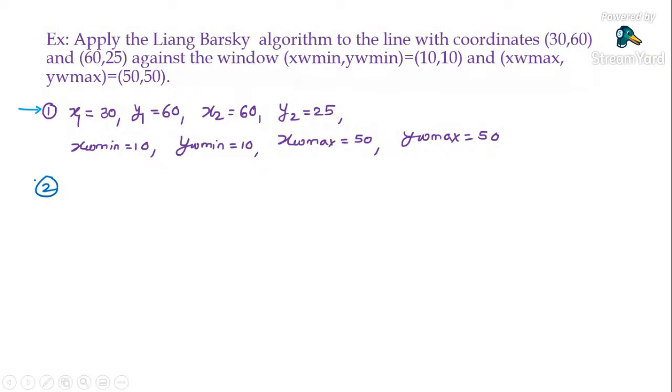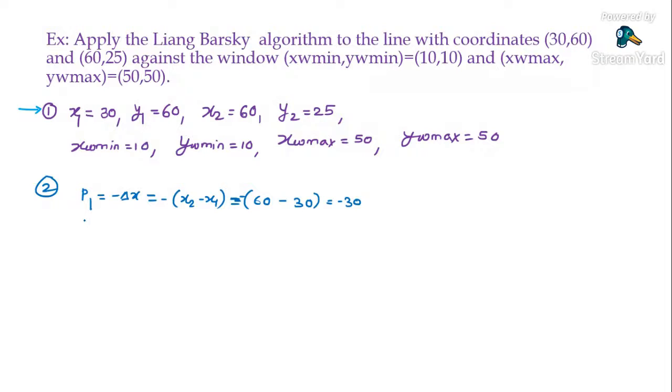Second step is calculation of p values, means p1, p2, p3, p4, q1, q2, q3, q4. Now calculate the values. Now what is p1? Minus delta x. So it is minus of x2 minus x1. So the answer is minus of x2 is 60 minus x1 is 30. So the answer is equal to minus 30.